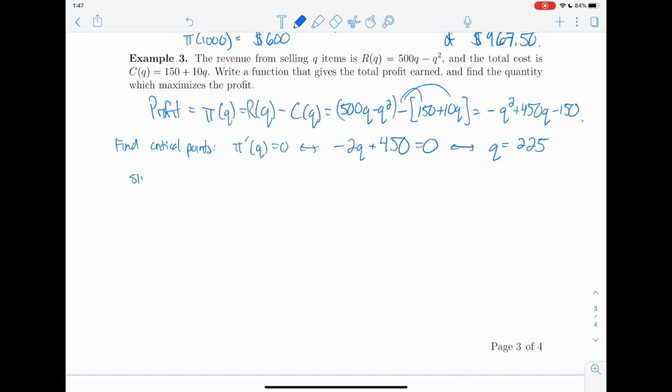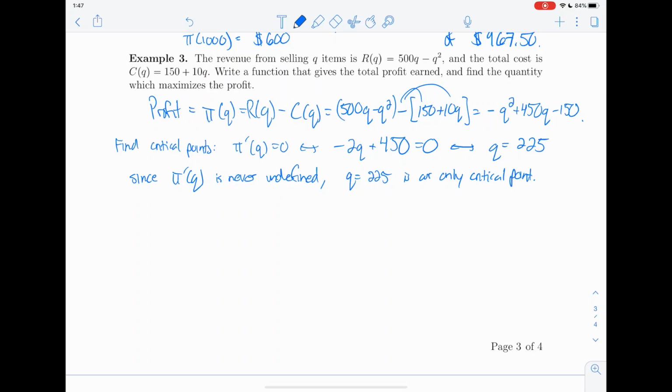Then we might note that since pi prime of q, again, much like in the previous example, this is just a line. Of course, a line is never undefined. Since pi prime of q is never undefined, q equals 225 is our only critical point.